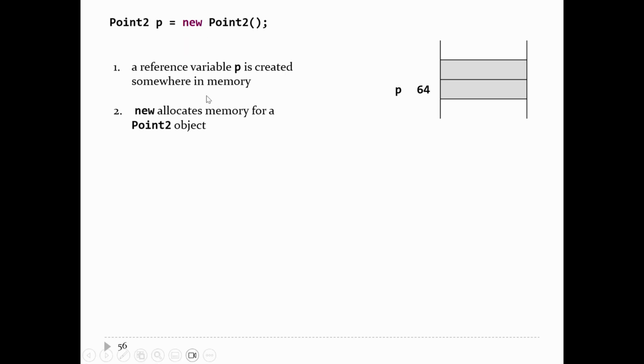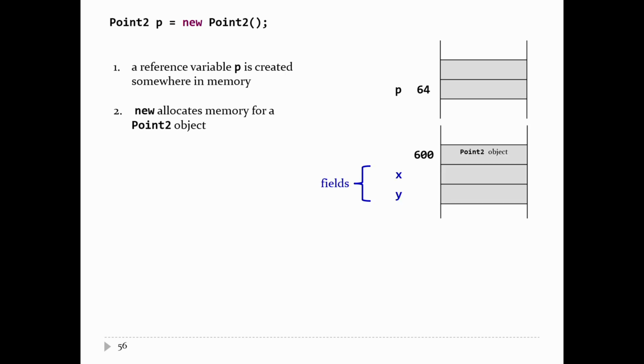So new is the thing that allocates memory for a Point2 object. Remember, it's new that actually makes the object. How does it make the object? It finds the class Point2 and makes a copy of it. Our Point2 class has an x and a y field, so we get a copy of the class, and there's our newly created Point2 object.